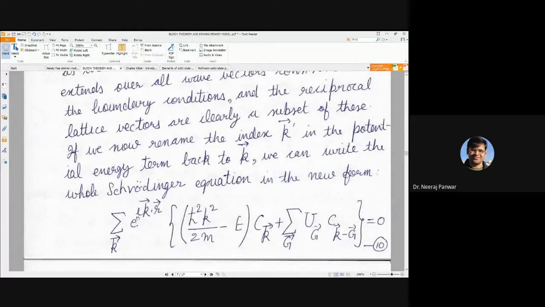Now we will have e to the power i k dot r in the kinetic energy term, e to the power i k dot r in the potential energy term, and e to the power i k dot r on the right hand side, which we bring to the left hand side. So the Schrodinger equation becomes summation over k of e to the power i k dot r times the bracket: h cross square k square by 2m minus E, times c_k, plus summation over g of U_g c_(k minus g), is equal to 0.